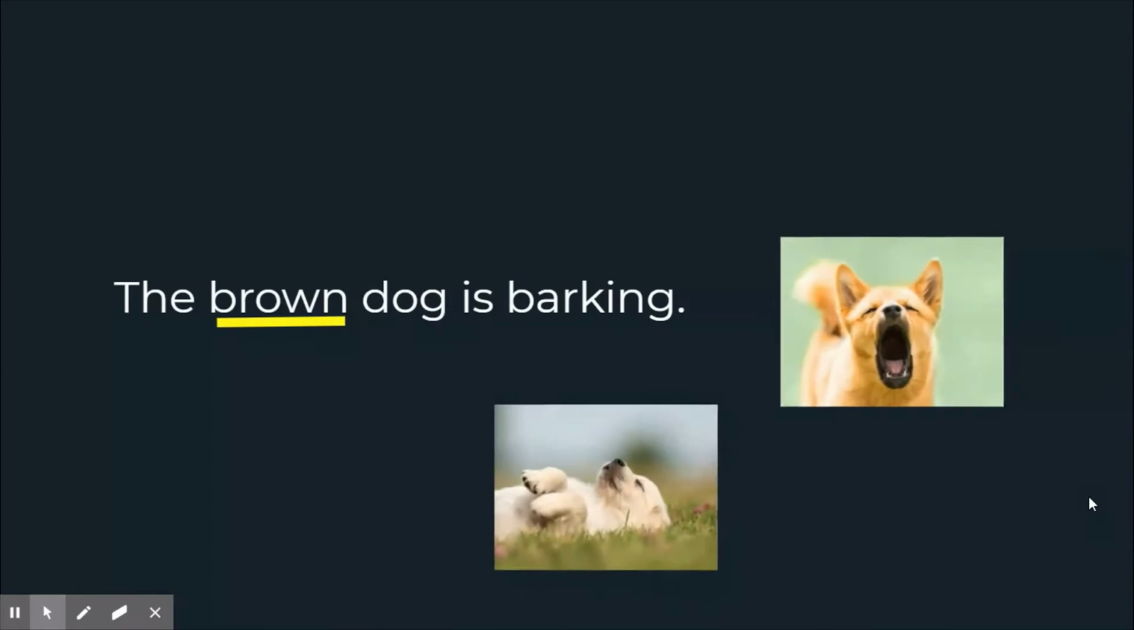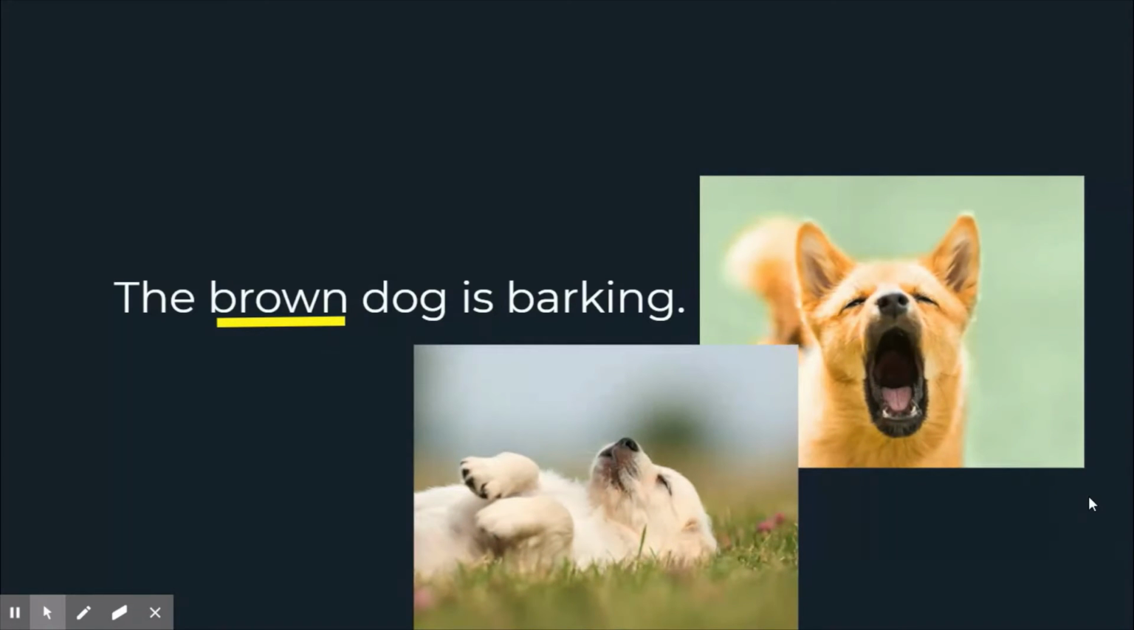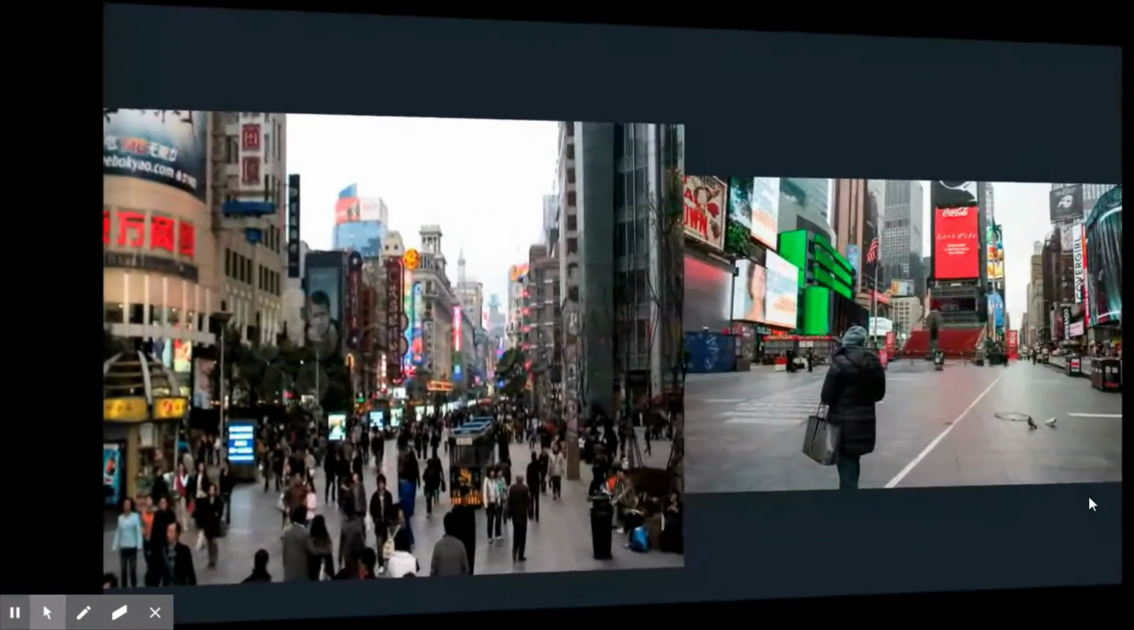Let's look at this one. The brown dog is barking, right? So brown is the dog that is barking. You see, I have two dogs and one of them is barking. The other one is taking a nice little nap, right? So let's look at this one.